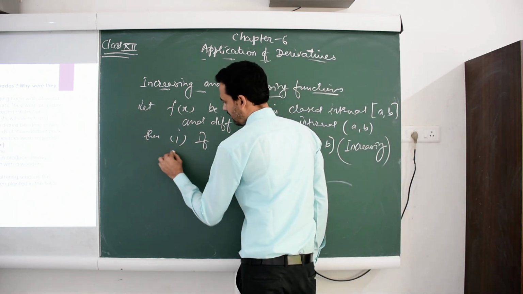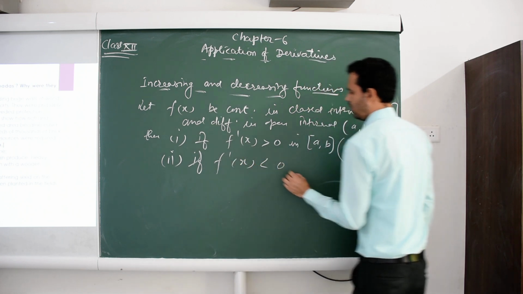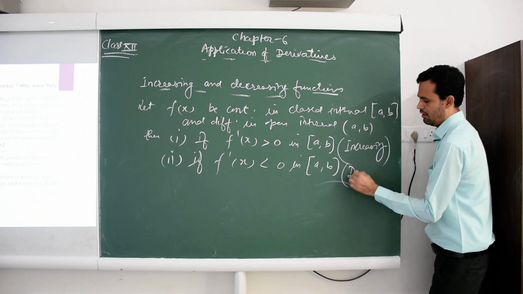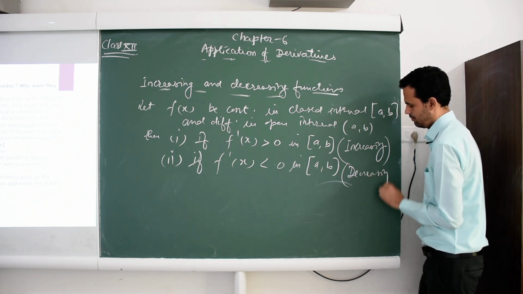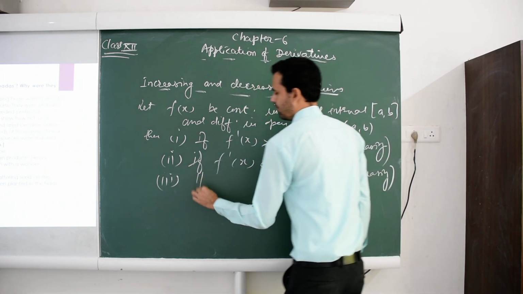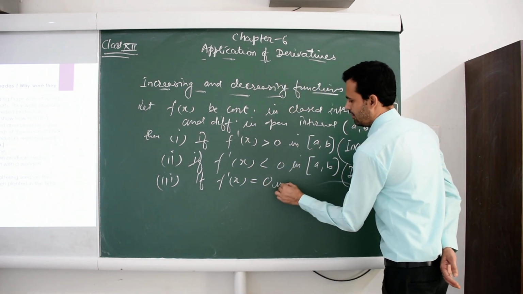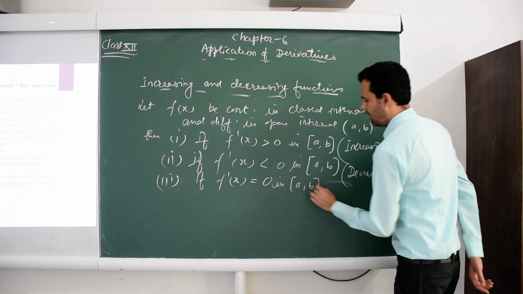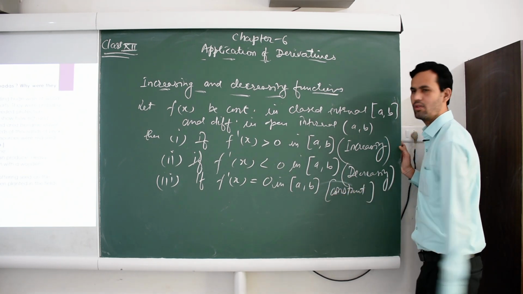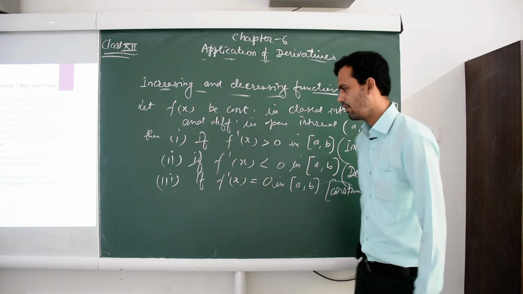The second condition is if f dash x is less than 0 in the closed interval ab, then the function is a decreasing function. And the third is if f dash x equals 0 in the closed interval ab, then the function is called a constant function. So these three conditions are required for increasing and decreasing functions.